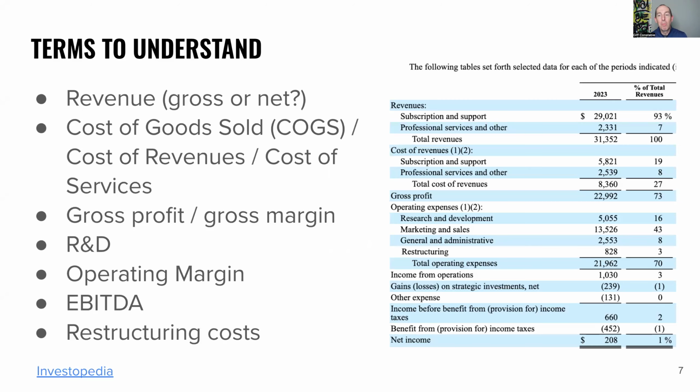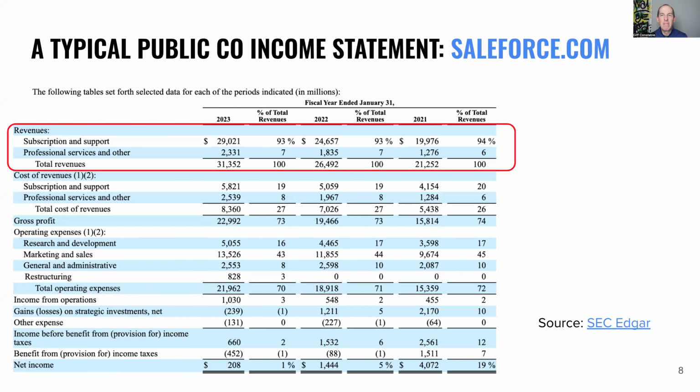All right, so there's a whole bunch of terms that will show up on an income statement that you need to know. And the easiest way to explain this is again with an example. And so what I've done is I've chosen Salesforce.com's latest income statement. Their fiscal year ends January 31st. There probably is a 2024 one that's out right now, but this is from last year. So this is 2023, 22, and 21.